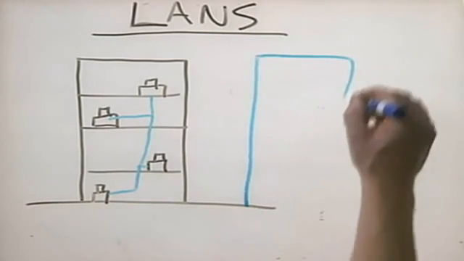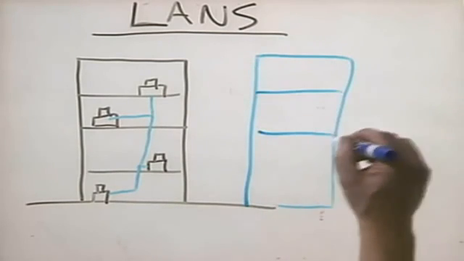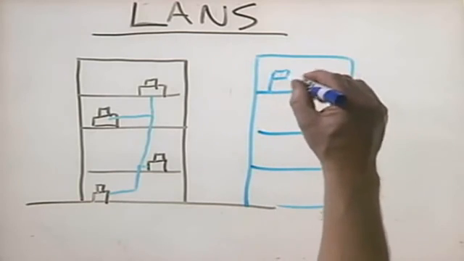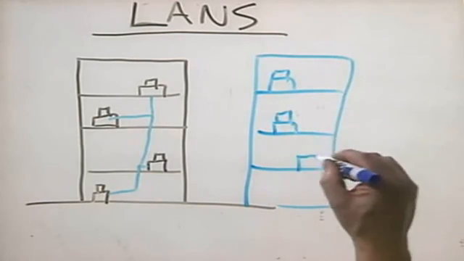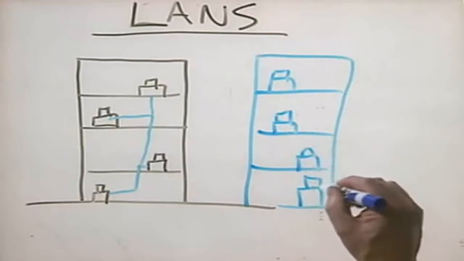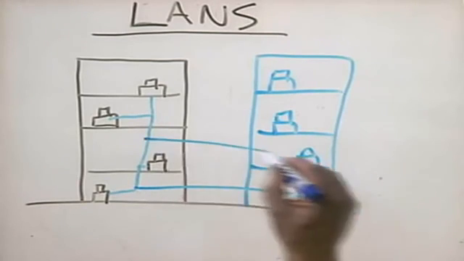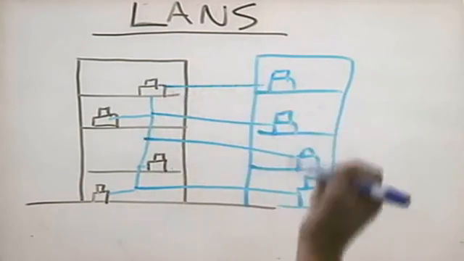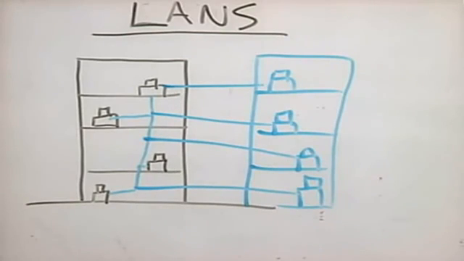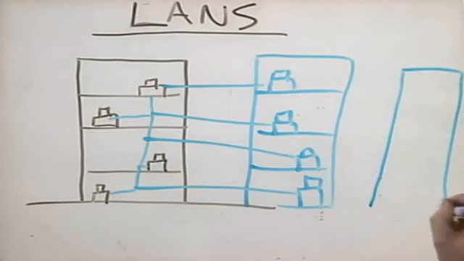You could have a second building over here, several floors, computer systems, and these are all interconnected in some fashion. It's still a local area network because the geography separating the hosts is relatively small. You could even have other buildings over here with their own networks.